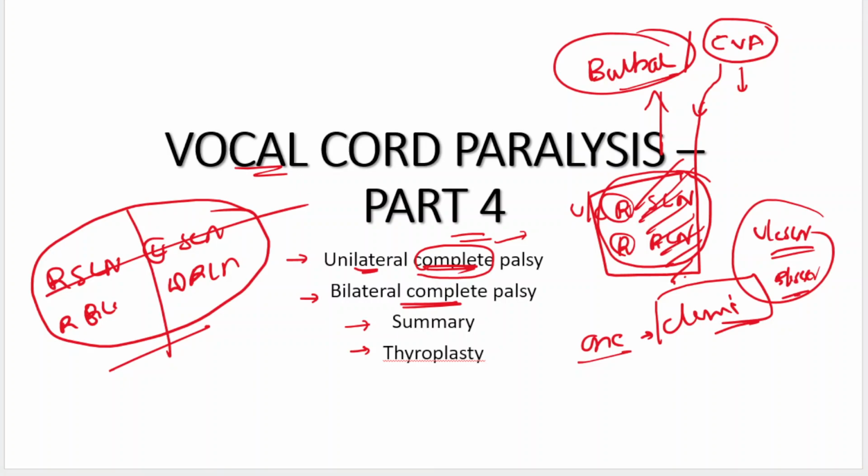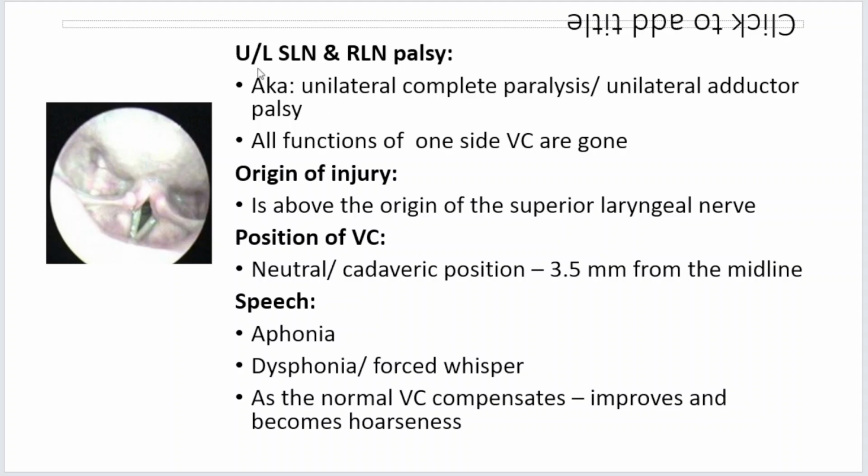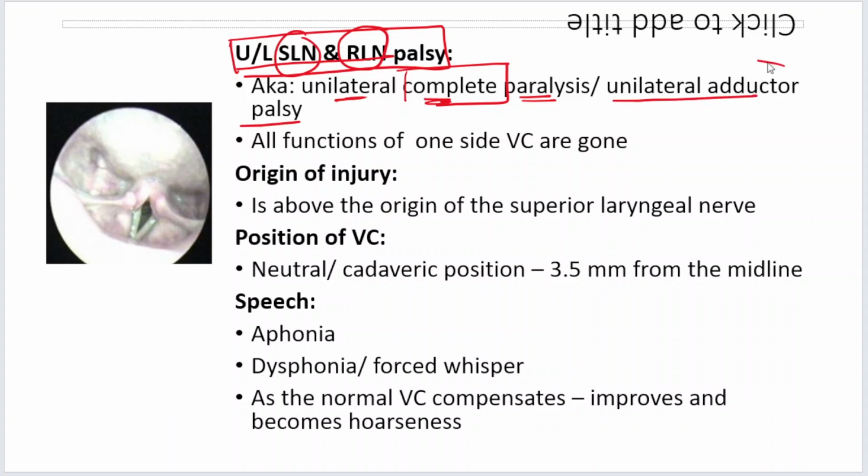Now coming to the unilateral complete palsy, also unilateral superior and recurrent laryngeal nerve palsy, both the one-sided superior laryngeal nerve and one-sided recurrent laryngeal nerve are affected, causing unilateral complete paralysis. So this is also called unilateral adductor palsy. Unilateral adductor palsy means inability of the vocal cord to adduct. So the vocal cord is in this position, also called a neutral position or cadaveric position, and it cannot come to the midline. That is called unilateral adductor palsy.